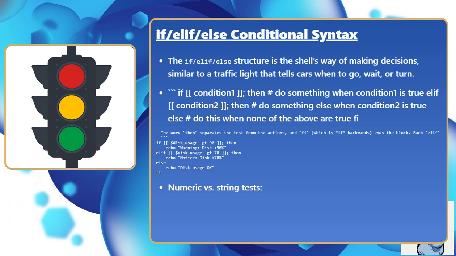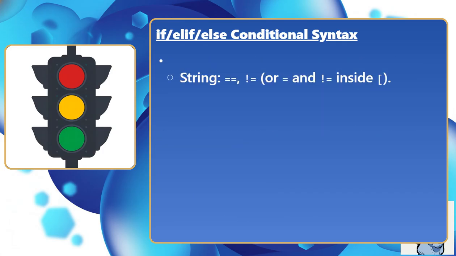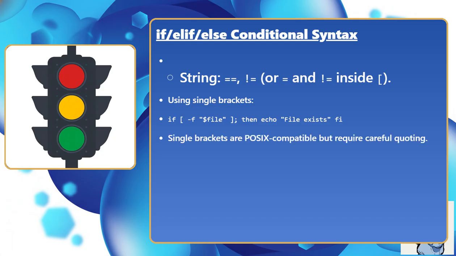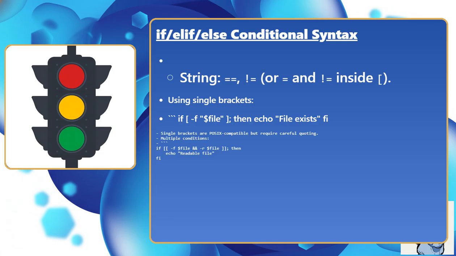Numeric versus string tests. Numeric: -eq, -gt, -lt. String: double equals, not equals, or equals and not equals inside single brackets. Using single brackets: if [ -f "$file" ]; then echo file exists; fi. Single brackets are POSIX compatible but require careful quoting. Multiple conditions: if [[ -f file && -r file ]]; then echo readable file; fi.